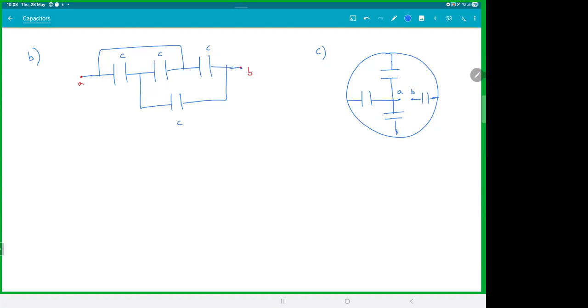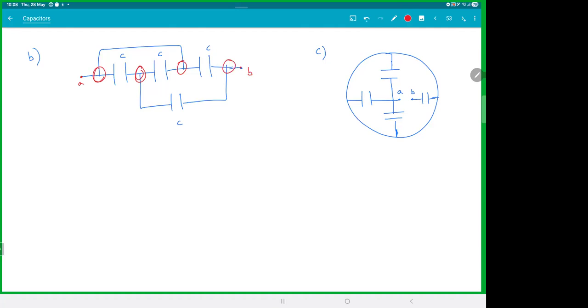All capacitors are C. Yeah, logic is fine, but things get complicated, you won't understand. Remember, step one, locate the number of nodes. How many nodes are there? 1, 2, 3, 4.